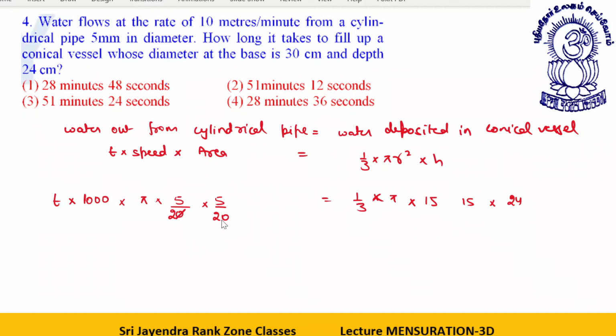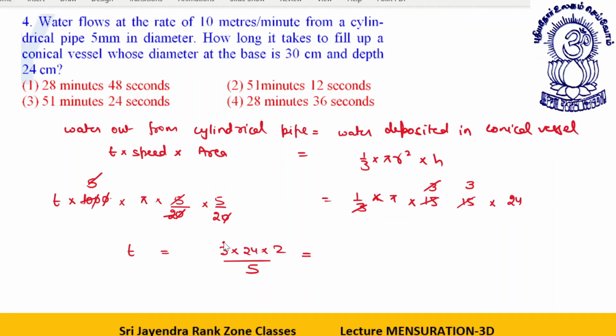Fine. 0 and 0 cancel. 2 cancel with 10 to give you a 5. The answer will be in minutes. 5 cancel with 15 to give you a 3. 3 and 3 cancel. 5 cancel with 15 to give you a 3. Now this time will be how much? This time will be 3 into 24 into 2 by 5.